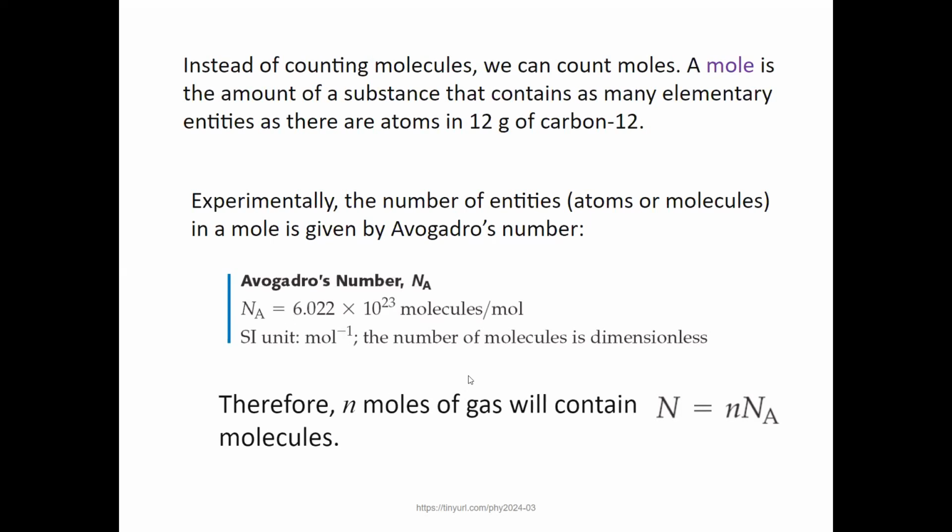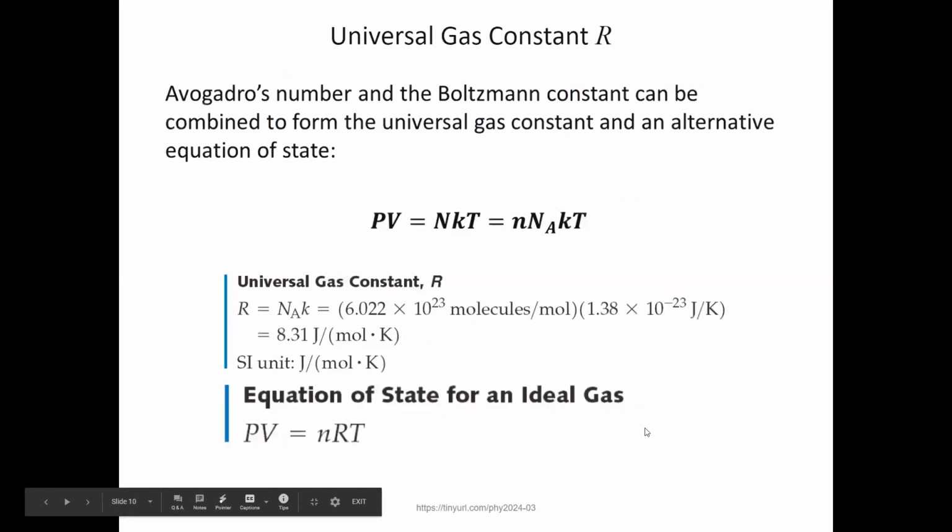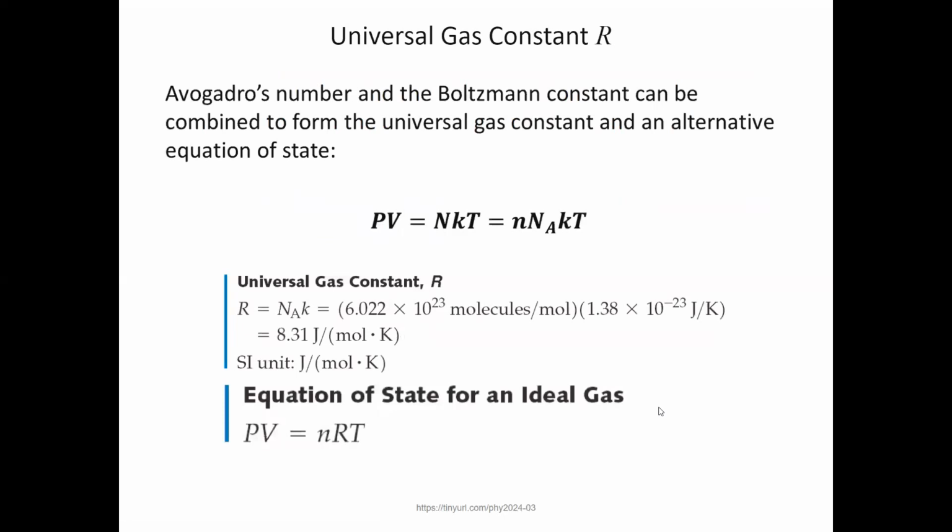All right, so if you have small n moles of gas, then the number of gas molecules is equal to small n times Avogadro's number, N sub A. If you write N, the number of molecules, as the number of moles times Avogadro's number, then PV equals NKT becomes PV equals small n times Avogadro's number times K times T. Avogadro's number and K are both constants, so you can multiply them and get a new constant out of the two.